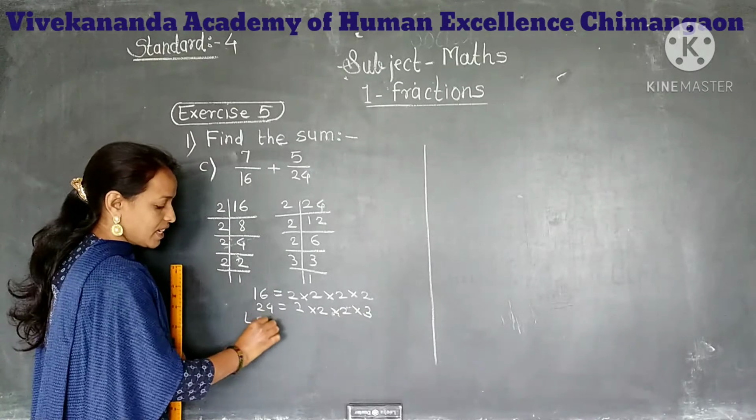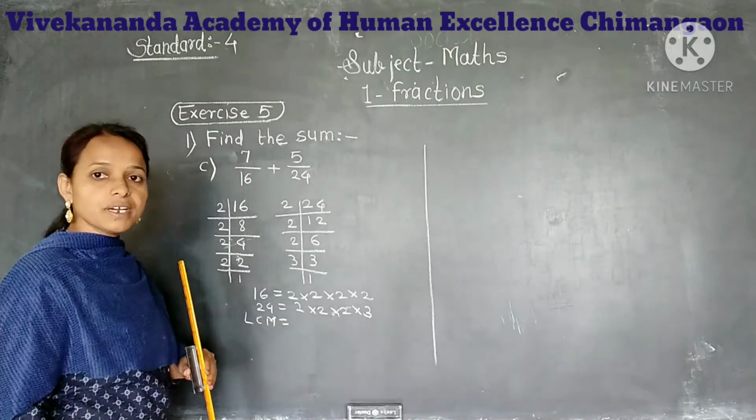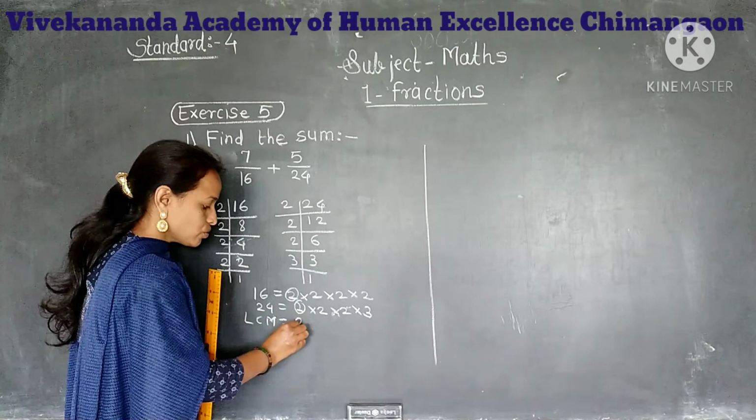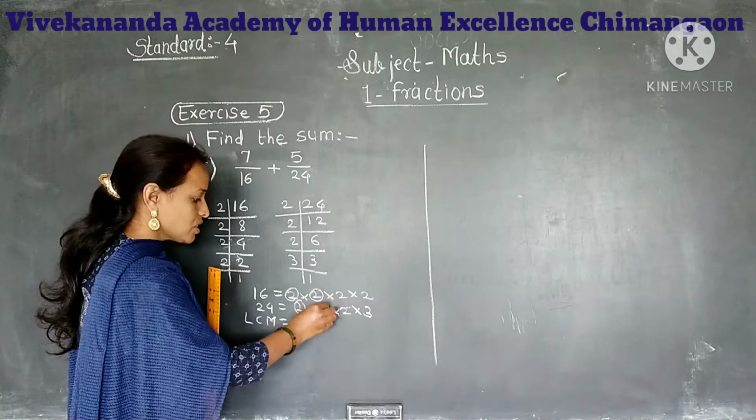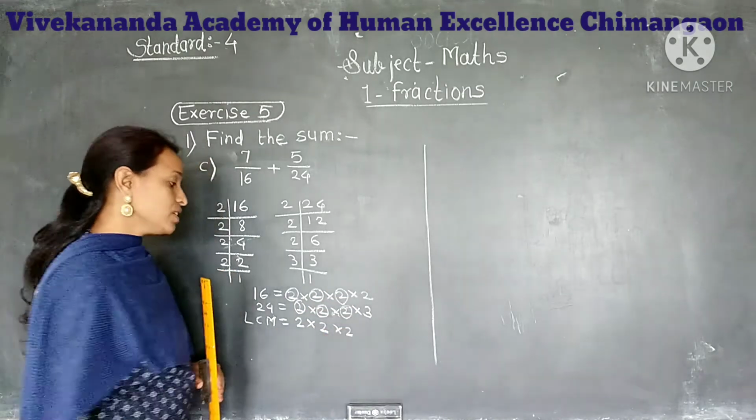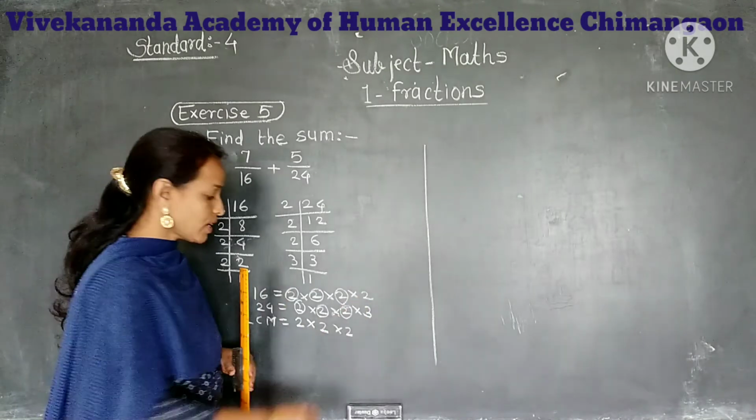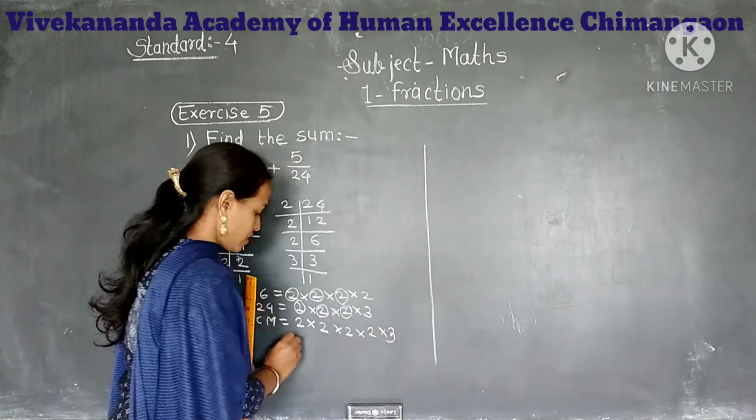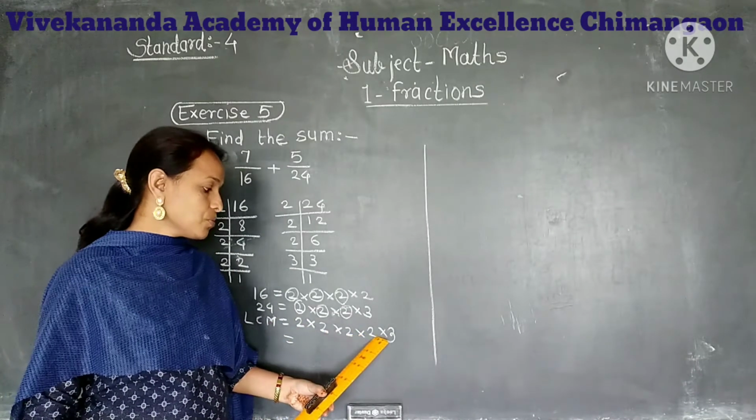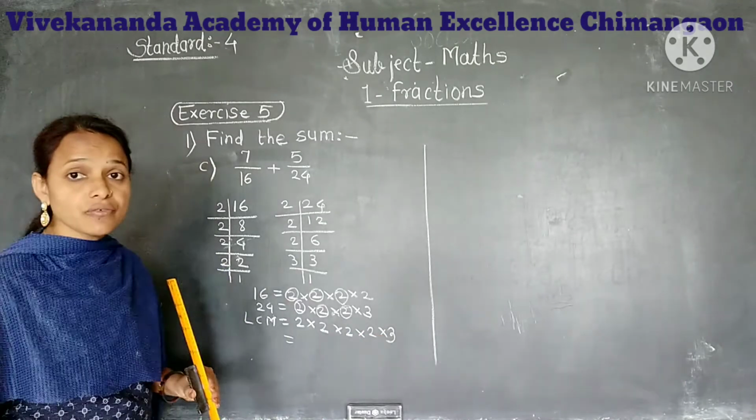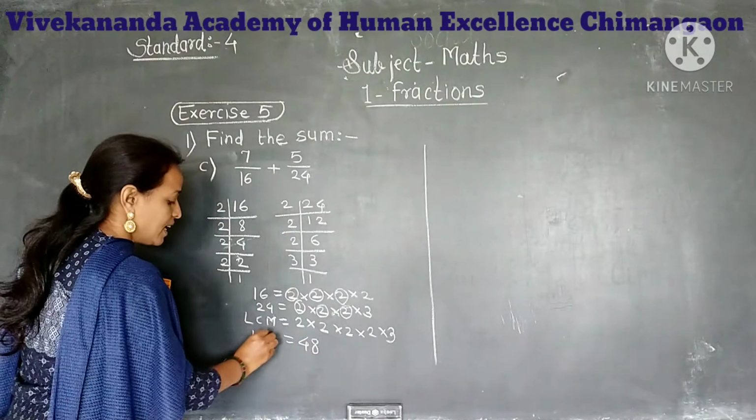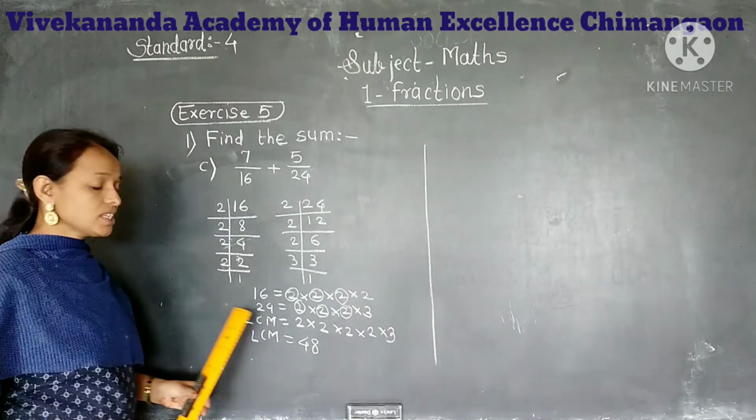Now we have to find the LCM. LCM is the product of common and uncommon factors. First we find the common factors. The common factor is 2, then the next common factor is 2, then one more common factor is 2. These are the common factors, and the uncommon factors are 2 and 3. We multiply: 2 twos are 4, 4 twos are 8, 8 twos are 16, and 16 threes are 48. So the LCM of 16 and 24 is 48.